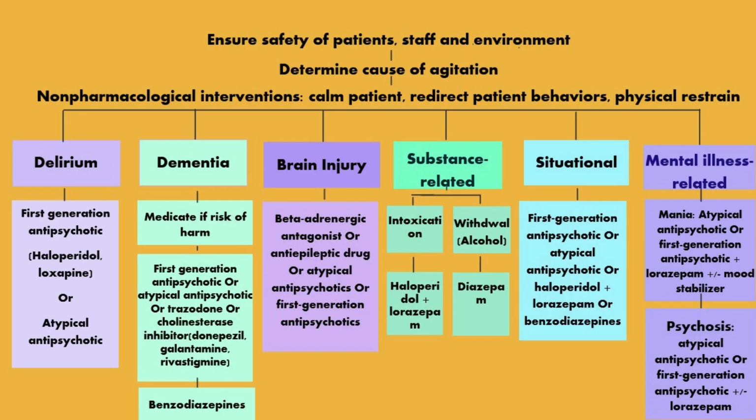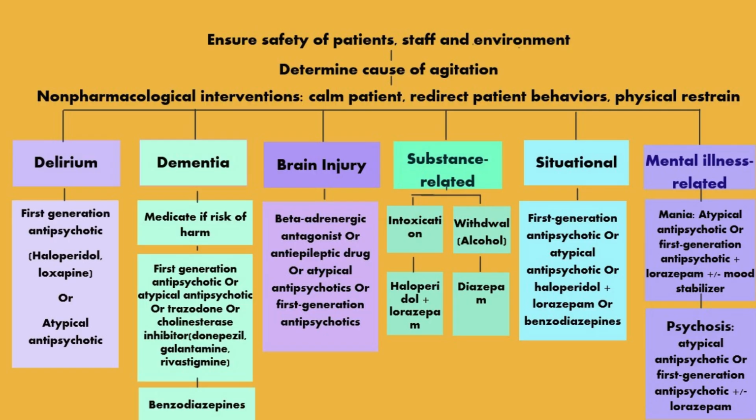Brain injury. For brain injury, use beta blockers, anti-epileptic drugs, or antipsychotics depending on the symptoms. Substance-related agitation. In cases of intoxication, give haloperidol or lorazepam. If it's alcohol withdrawal, treat with diazepam. Situational causes. Use first-generation or atypical antipsychotics. You can also add lorazepam or benzodiazepines if needed.